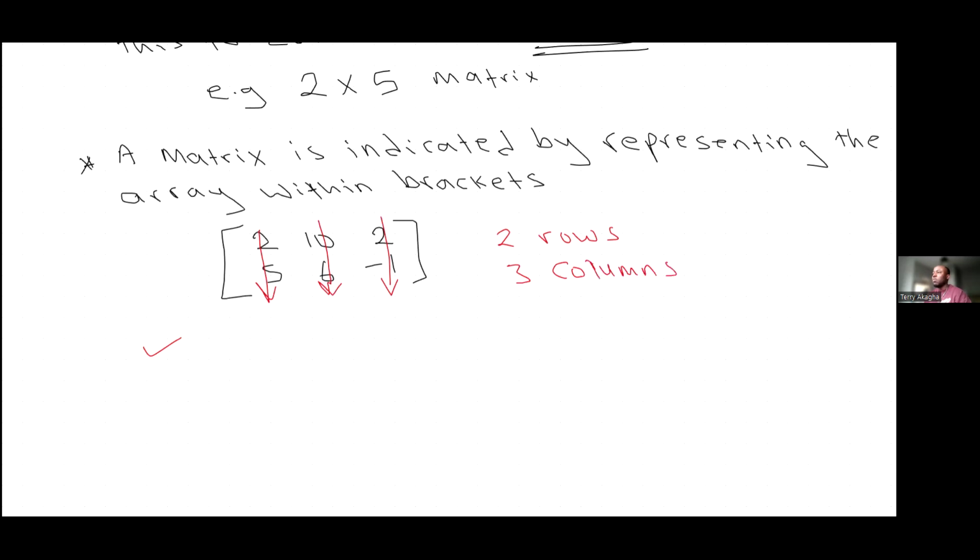So that means this is going to be a 2 by 3 matrix. Okay, so it's a 2 by what? 3, because it has 2 rows and 3 columns. But when we're talking about the elements of this matrix, although it's a 2 by 3, it has how many elements? It has 6 elements.